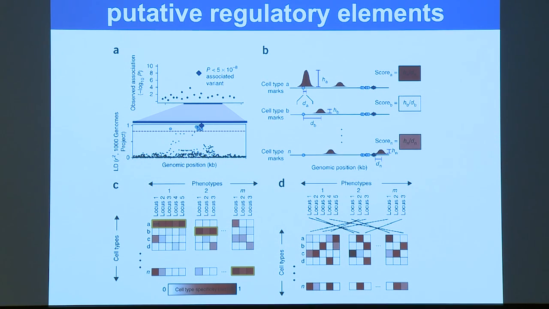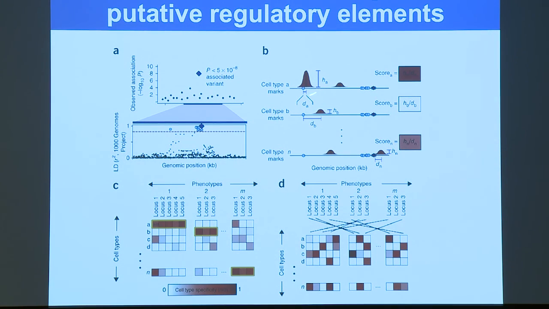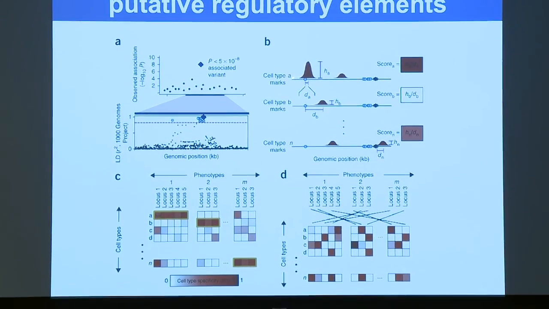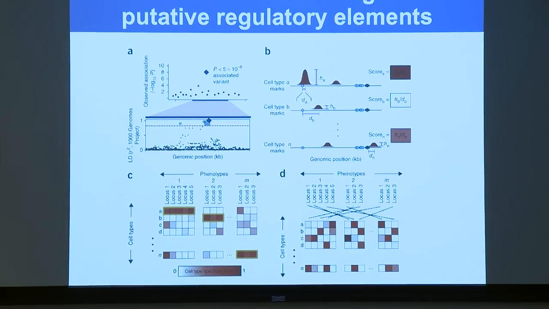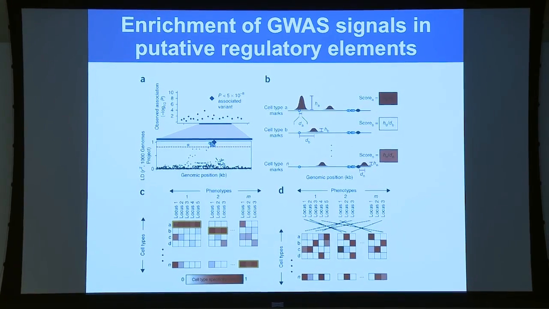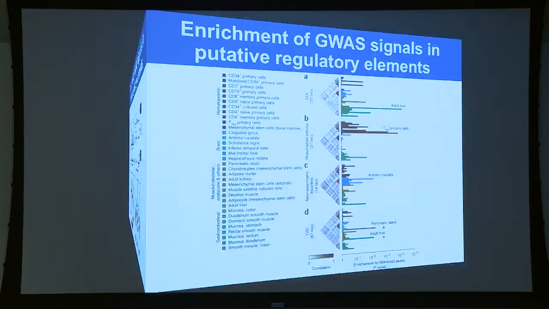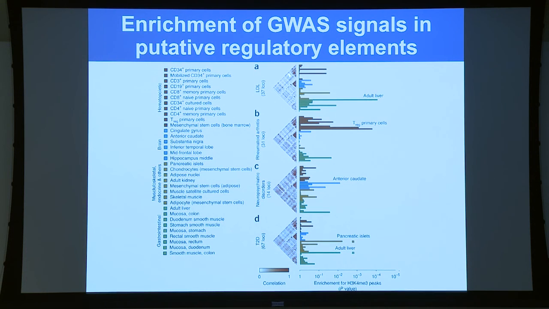Work by Shamil Sunyaev's lab follows a similar concept. He takes the peaks and shuffles them around and develops a measure based on the height of the peak, the width of the peak, and the overlap with the genetic signal, and runs permutations. So he comes up with a statistical method to test for enrichment. And what he sees, again, is the same story. For LDL cholesterol, he sees enrichment specific to liver. In rheumatoid arthritis, it's T cells. And what I think is most interesting, in diabetes, two tissues light up: adult liver and pancreatic islets.